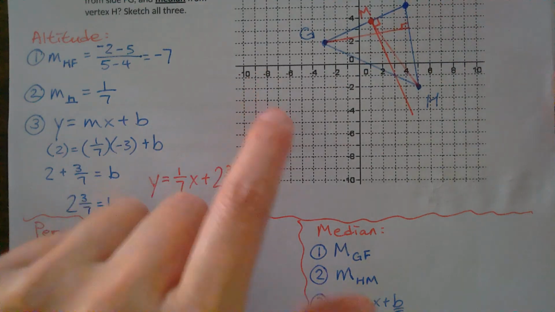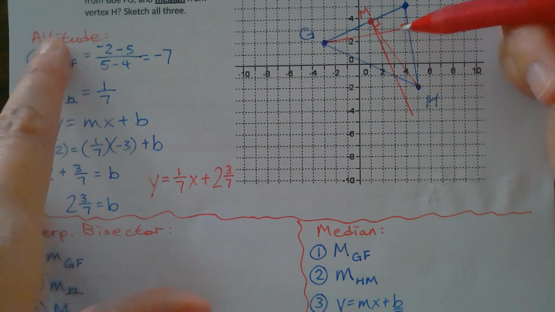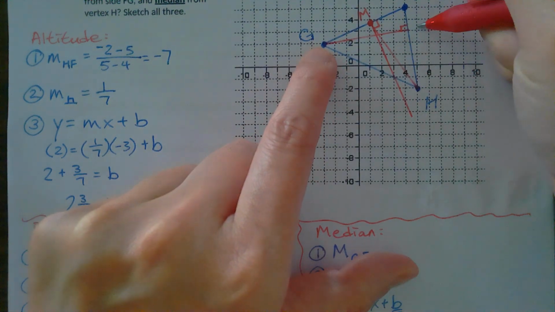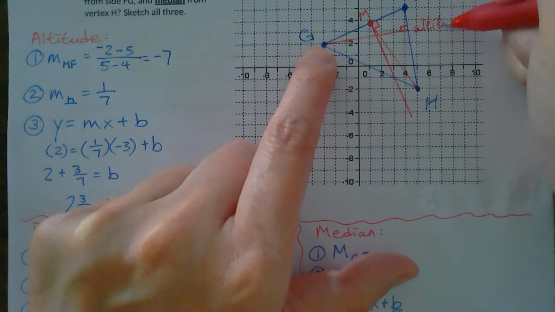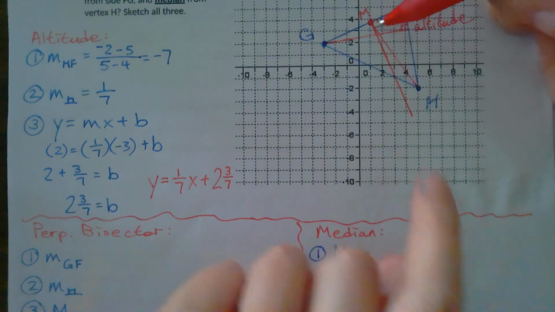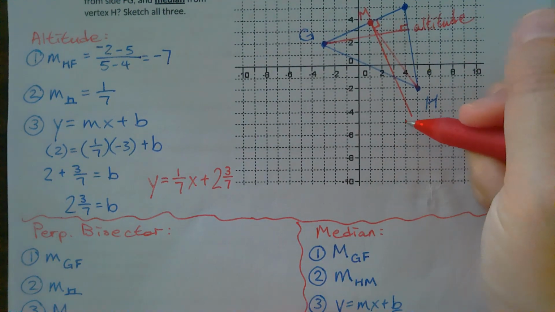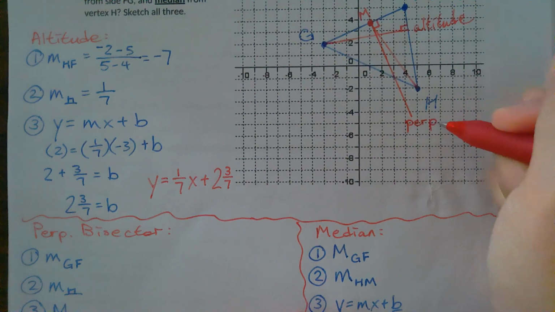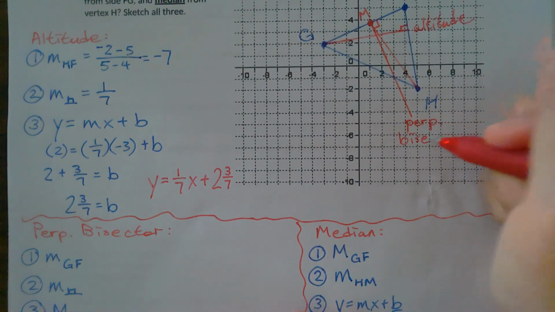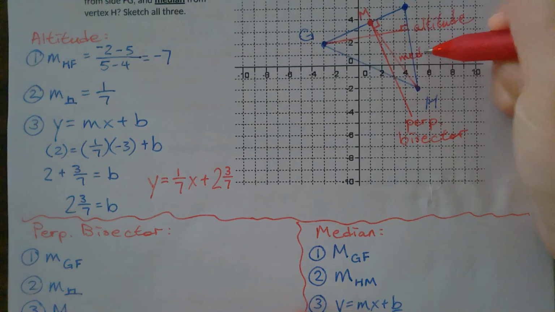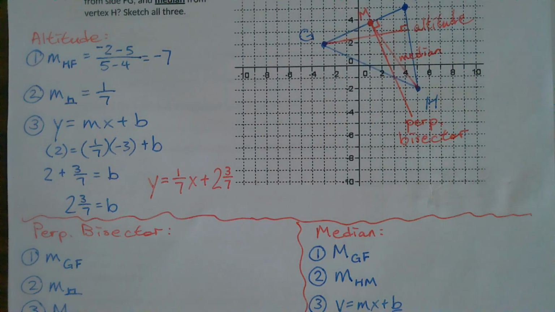Okay, so we solved for this yesterday. What is this line called again? Altitude. Good. So this is your altitude. What about this line right here? Perpendicular bisector. And then what about this one right here from M to H? Median. Good. Okay, so again, you need to know those terms so that you know what you're looking for.